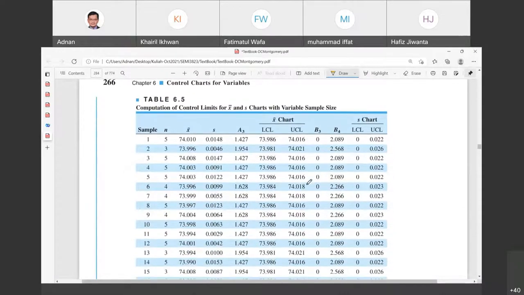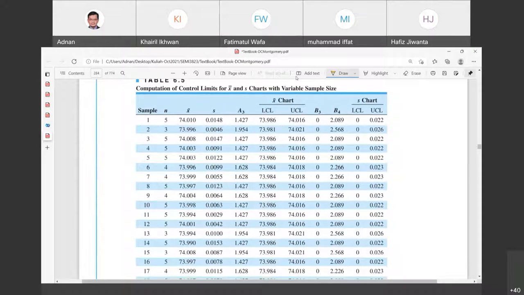So you see how tedious it is here. Variable sample size: you're going to have a lower control limit and an upper control limit. For individual, see, it's different here. But put on computer, it's okay lah. It's just one button press, and you can get all these control limits. But if you want to do it manually, maybe it takes half an hour just to calculate this.